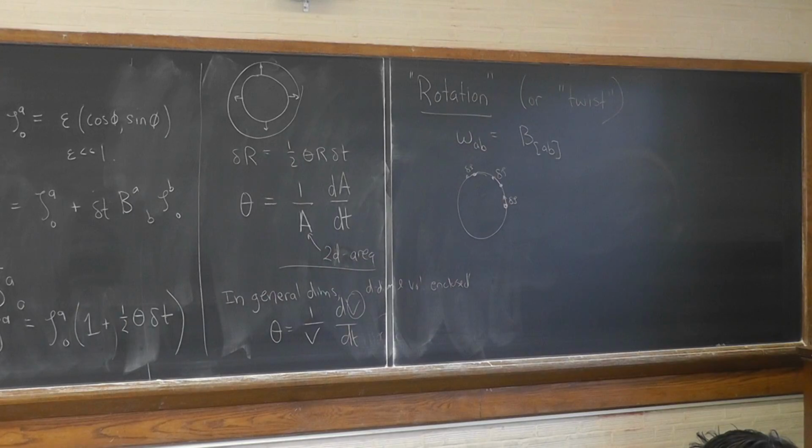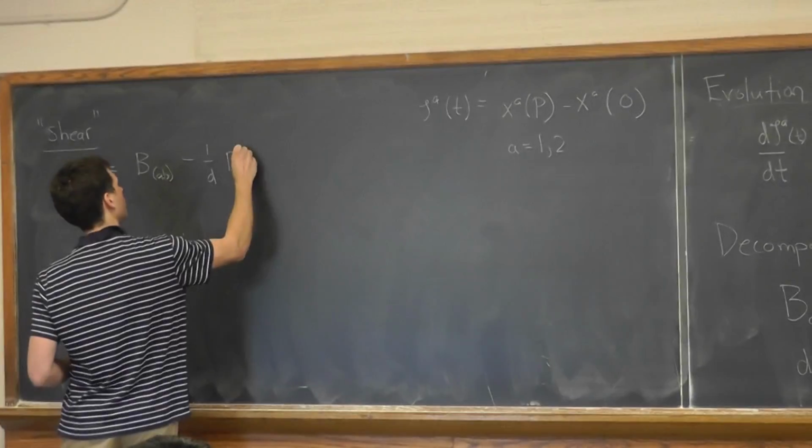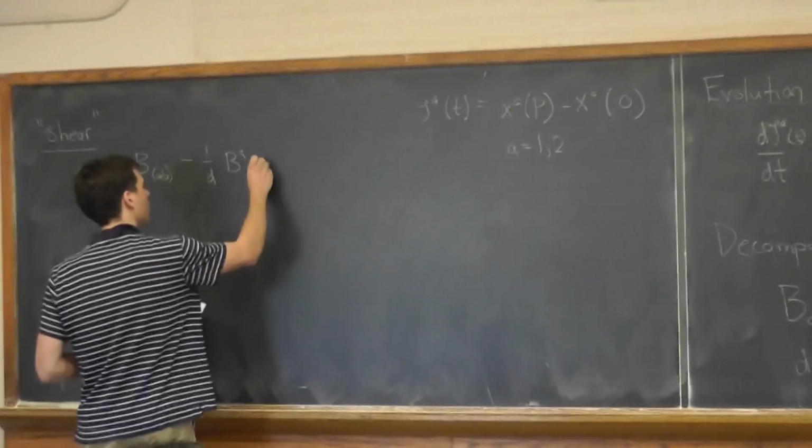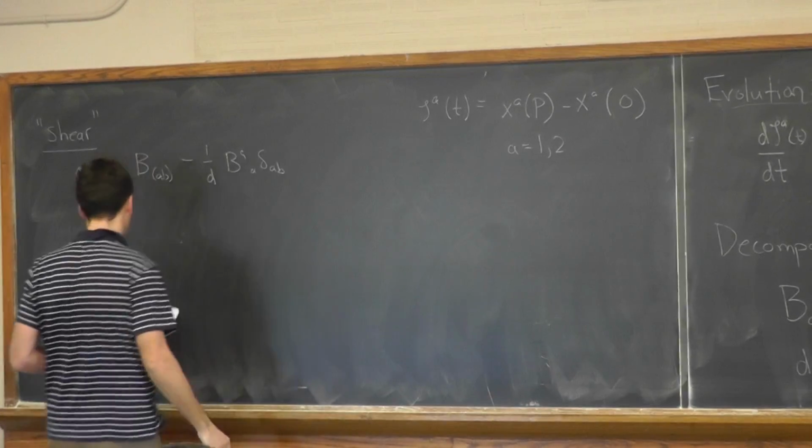The last piece is this sigma component. It's called the shear. We can calculate it in general by taking the symmetric part of B and subtracting the trace, 1 over d B AA delta AB.